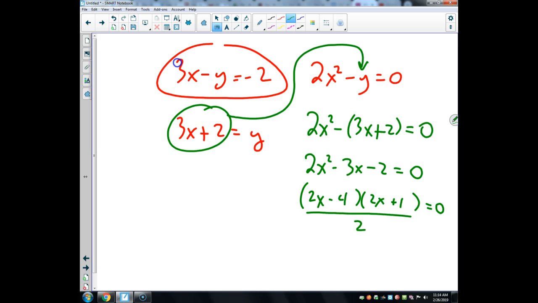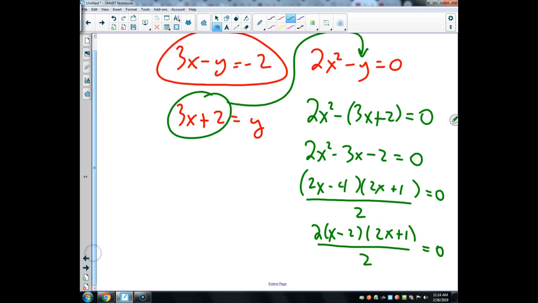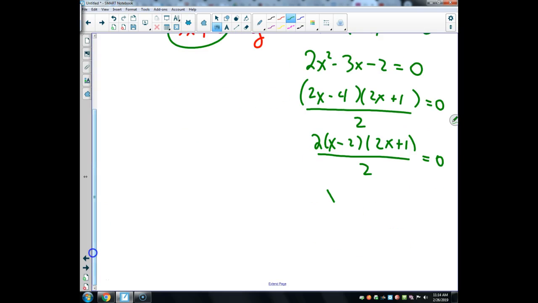But let's make sure this tricky try is right. That means the 2 will cancel out. Is the 2 a GCF in the numerator? Yes. The first factor, 2x minus 4, factors as 2 times x minus 2. And then we cancel out the 2 on the bottom. So the complete factorization of the equation is x minus 2 times 2x plus 1 equals 0. If you FOIL that out, you should get 2x squared minus 3x minus 2.